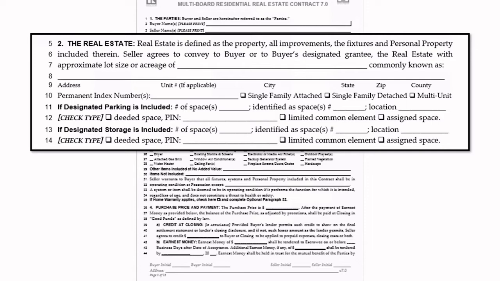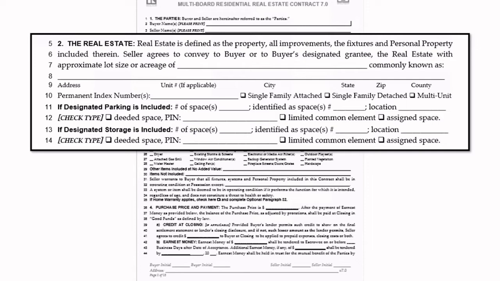If designated parking is included, then you're going to put in the number of spaces that the buyer gets with this property and the space numbers and where they are located. Are they in the parking lot? Are they in the garage? Where are they at? And is this deeded space? And if it is, there will be a PIN for the parking space. Is it a limited common element or is it assigned space?